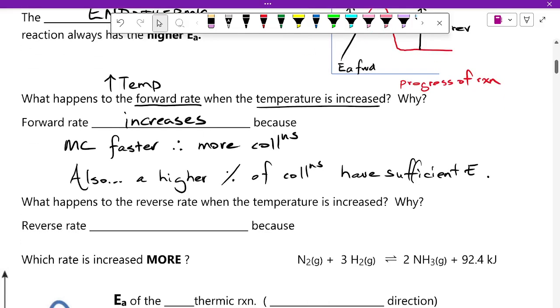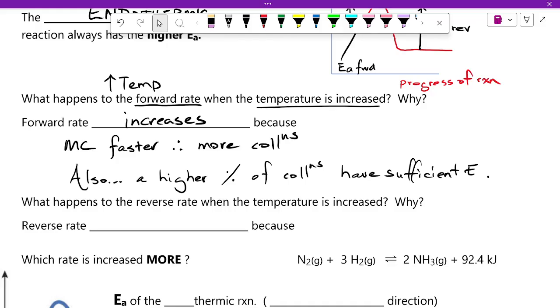What happens to the rate of the reverse reaction? Everybody should be able to tell me this. It should go both ways. Have a chat with your neighbor. What happens to the reverse rate when the temperature is increased?